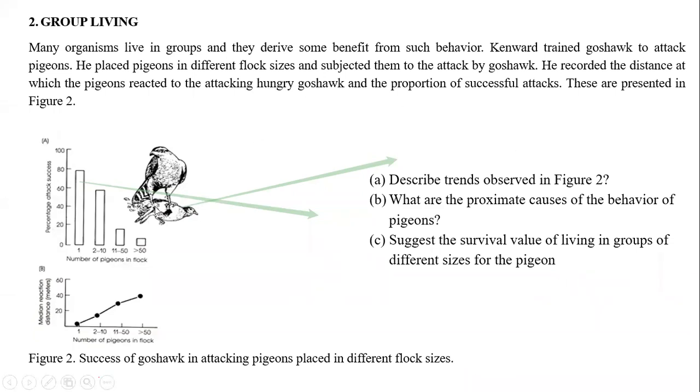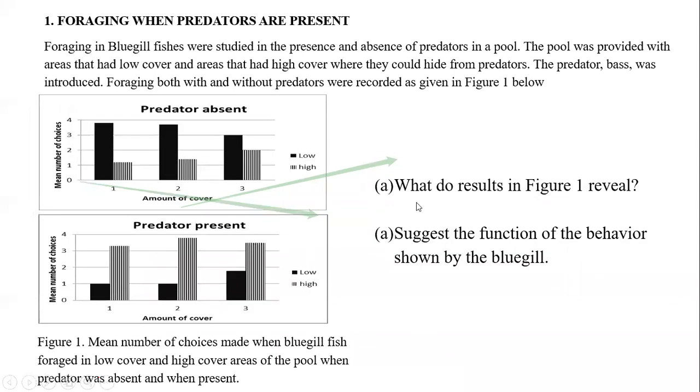Once you have understood this, and once you have understood what's going on here, and you go through the title, then you are ready to answer the questions. Here, we're going to describe the trend. What are the proximate causes of the behavior? I think by now we know what that means. What is the survival value of living in groups? I think we know what it means. Even here, what do the results show? In this case, the trends suggest the function or adaptive value that is shown here.